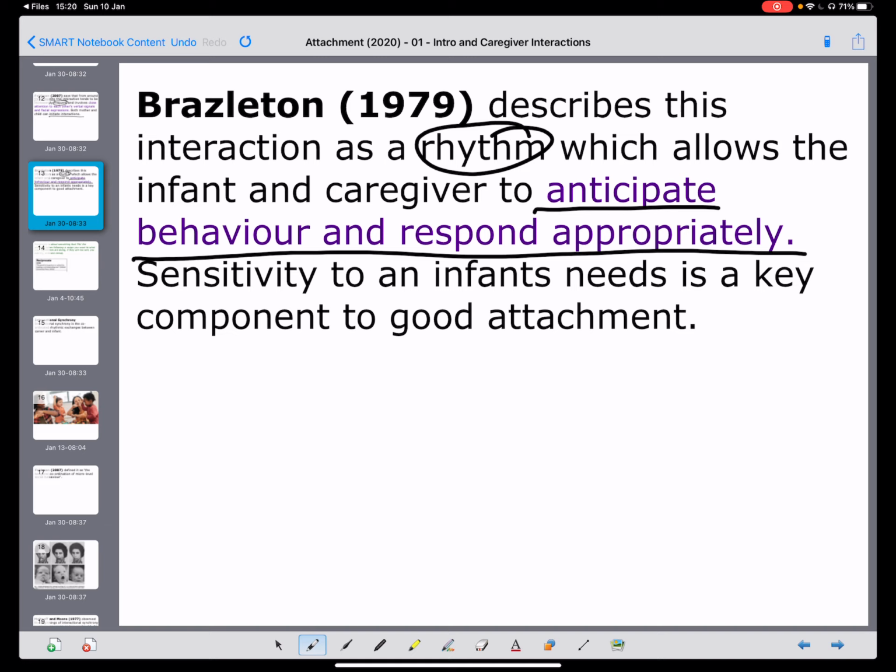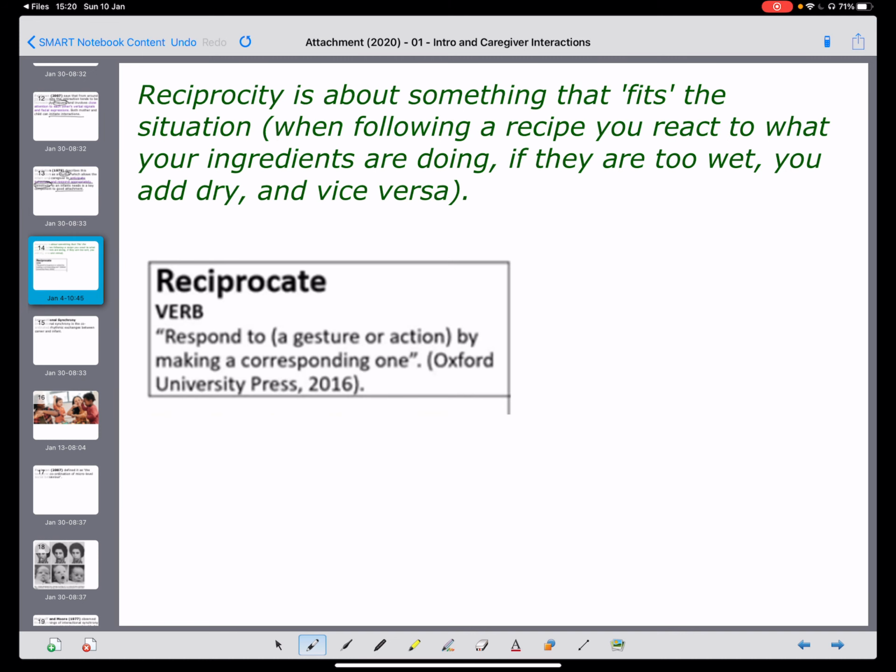And another thing that Brazelton talks about, which is picked up by other researchers and we'll see in explanations, is that sensitivity to the infant is a good component of attachment. So in other words, it's important for us to recognize that if I always don't notice that my child wants to interact with me, maybe my attachment is not going to be that good. So just to end reciprocity, I want you to make sure that you understand exactly what it is. Okay, so to reciprocate, it says here that we respond to.